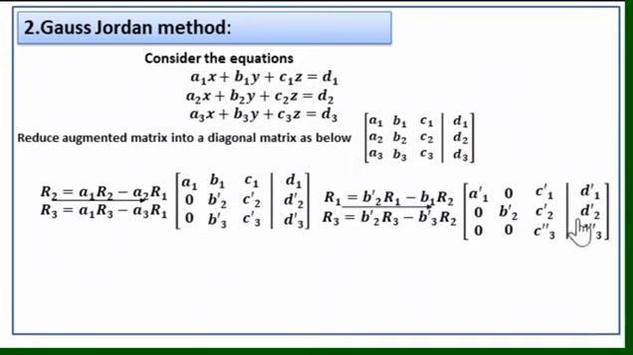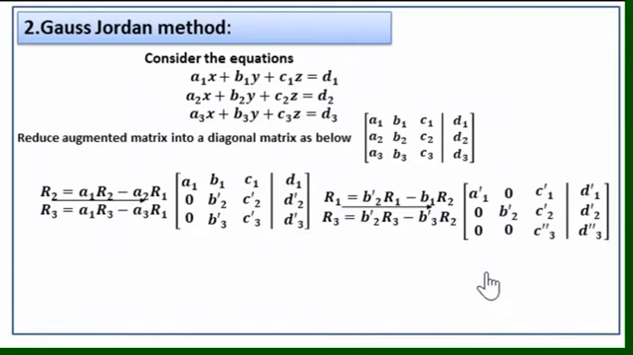No changes in the second row. For the third row, apply the row operation R3 equal to B2 dash R3 minus B3 dash R2. So for the third row, the first element is B2 dash into 0 minus B3 dash into 0, which is equal to 0. Then we have B2 dash into B3 dash minus B3 dash into B2 dash equal to 0. Then B2 dash C3 dash minus B3 dash C2 dash, call it C3 double dash, and B2 dash D3 dash minus B3 dash D2 dash, we call it D3 double dash.